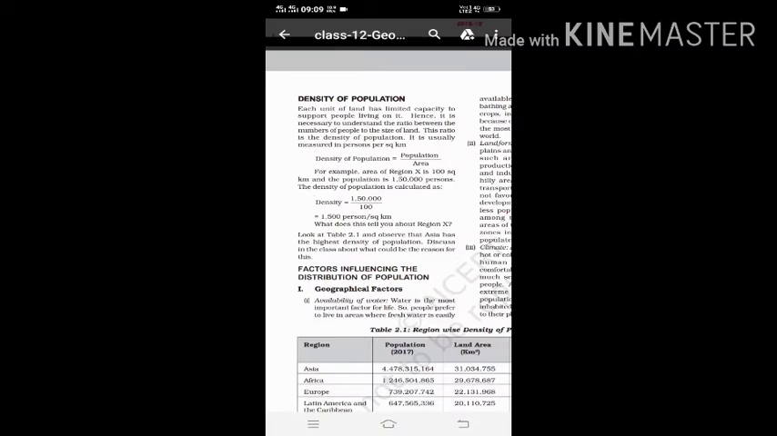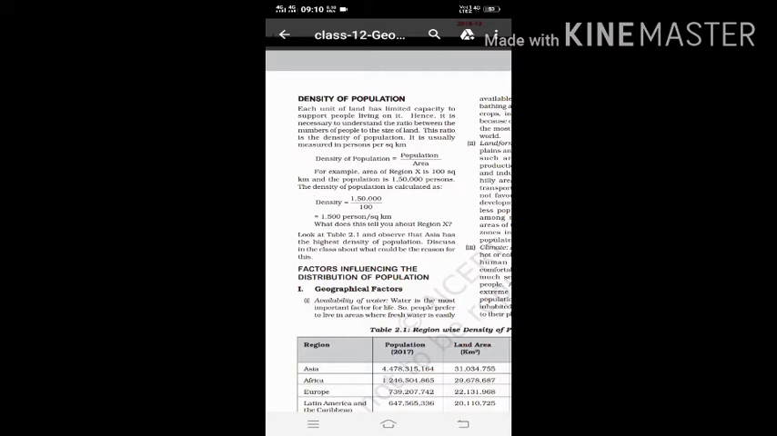Next we come to factors influencing the distribution of population. Here there are three parts. The first is geographical factors. In the geographical factors, it is divided into four parts: availability of water, availability of landforms, climate, and soil. Geographical factors means the condition in which the people prefer to live.